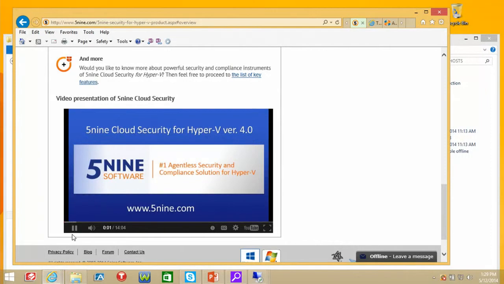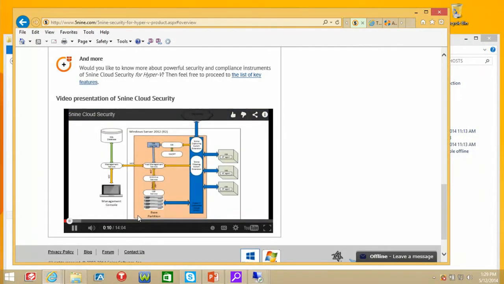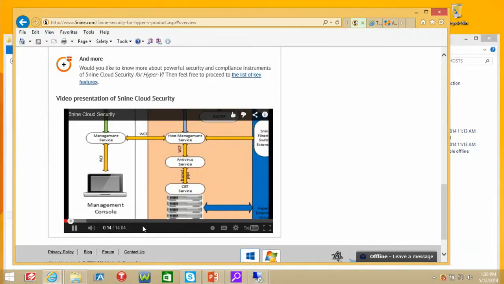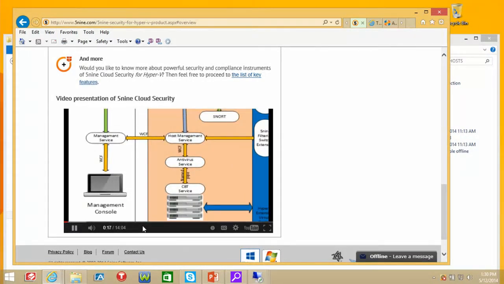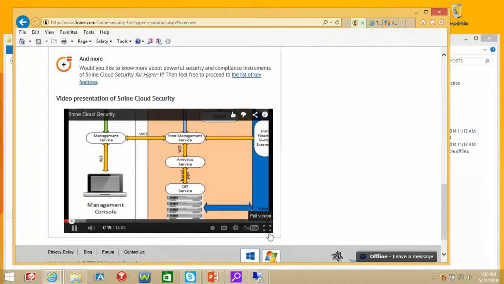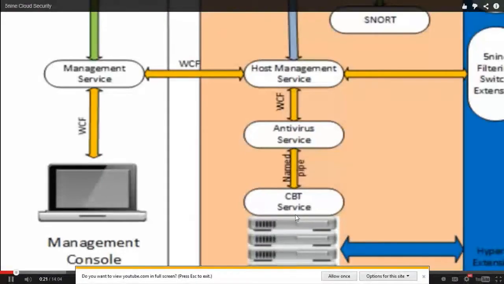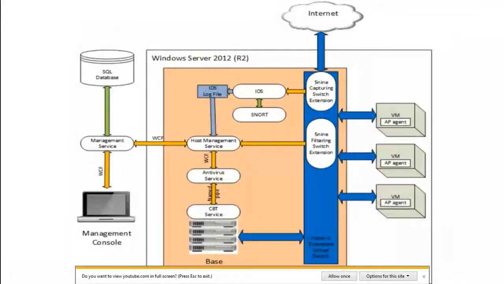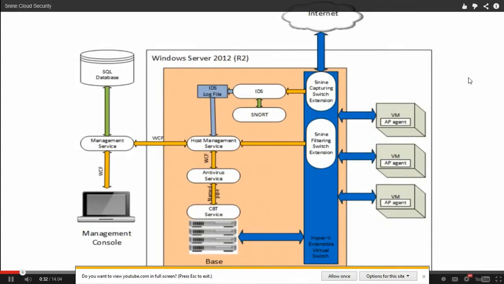Cloud Security for Hyper-V is the agentless security and compliance solution built specifically for Microsoft Hyper-V. Five9 Cloud Security consists of three main components: management service, which acts as a management server; management console for Five9 Cloud Security centralized management; and host management service, which is installed on each Hyper-V host intended for protection. This makes Five9 Cloud Security easy to install and maintain by administrators of any level.